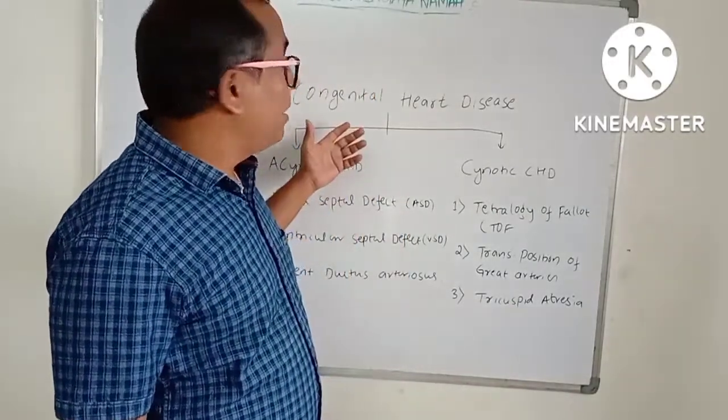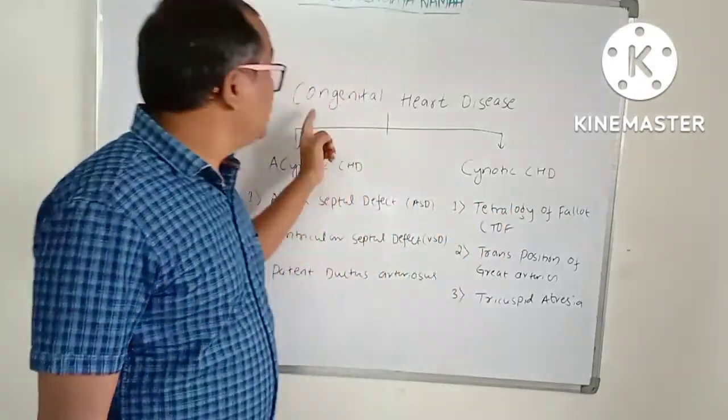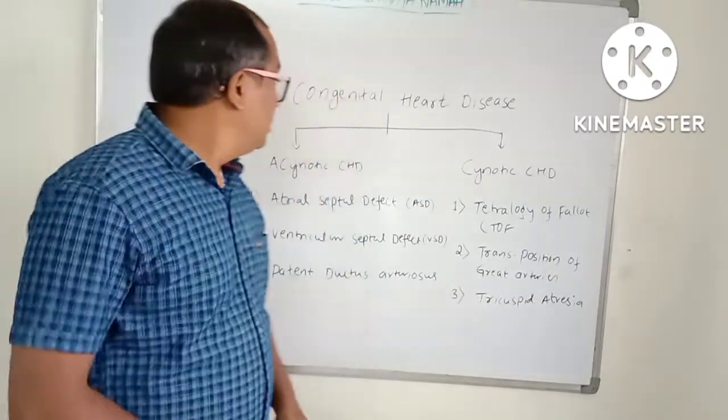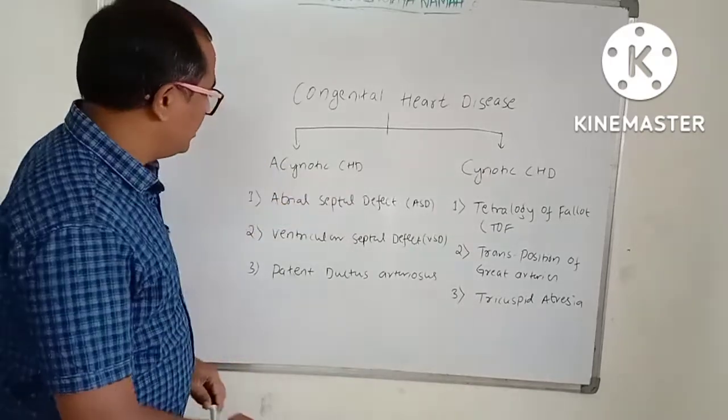So this is a very important topic I am going to deal with today. That is congenital heart disease in pediatrics. Congenital heart disease consists of acyanotic congenital heart disease and cyanotic congenital heart disease.